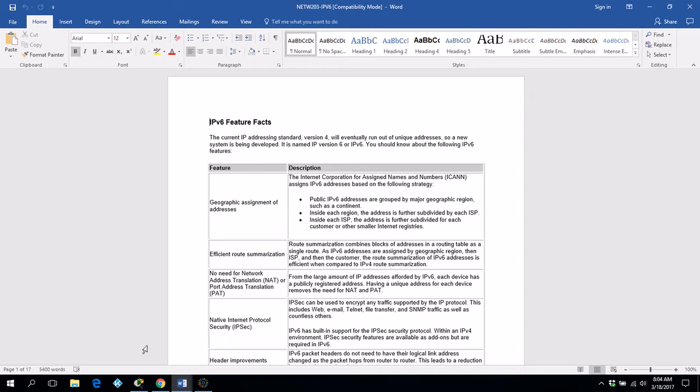IPv6 now, instead of having 32 bits, has 128 bits, which as far as we are concerned, 2 to the 128 is an extremely large number. You can go on the internet and calculate how many available addresses you can have with a 128-bit number. So it's very, very large. We're not going to run out of IPv6 addresses for the foreseeable future, so you don't have to worry about it. So that's number one. We're not going to run out of IP addresses.